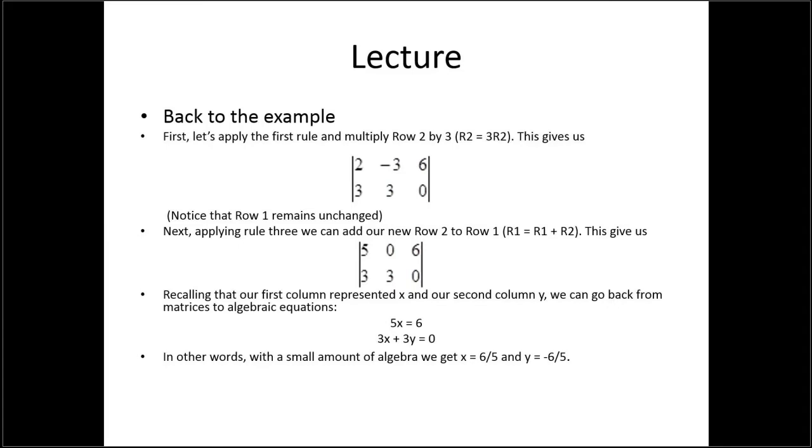At this point, you can go back to the original algebraic equation and look at what you have here. That gives you 5x equals 6 and 3x plus 3y equals 0. So you can fairly easily get the solution.